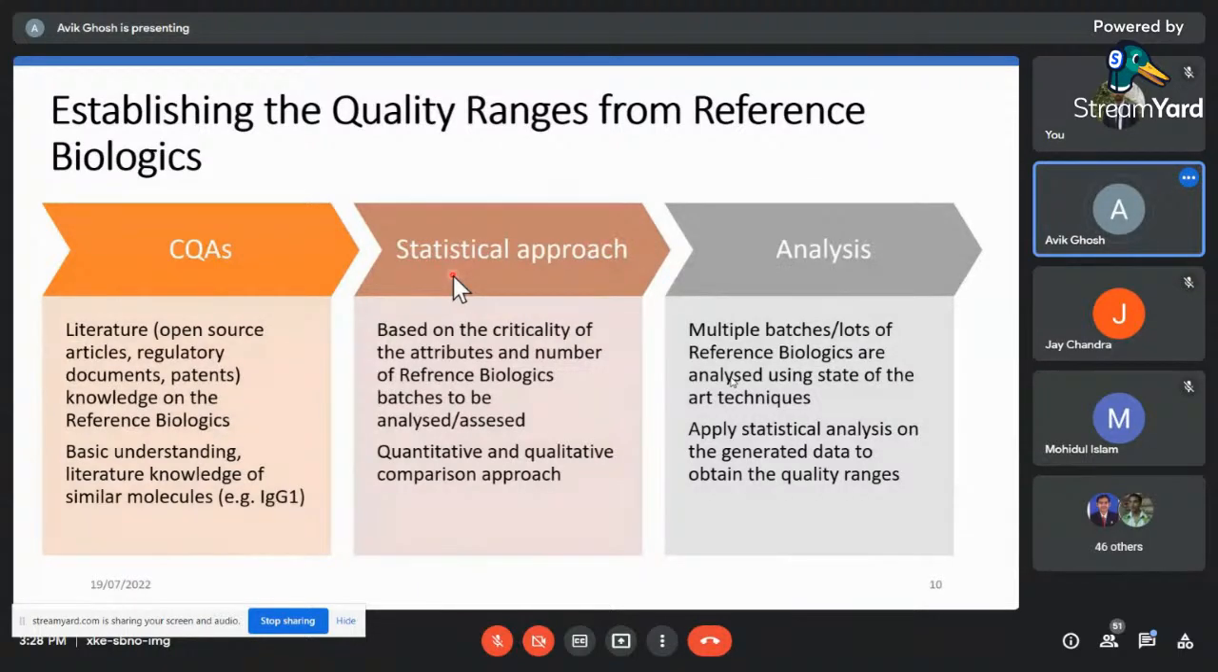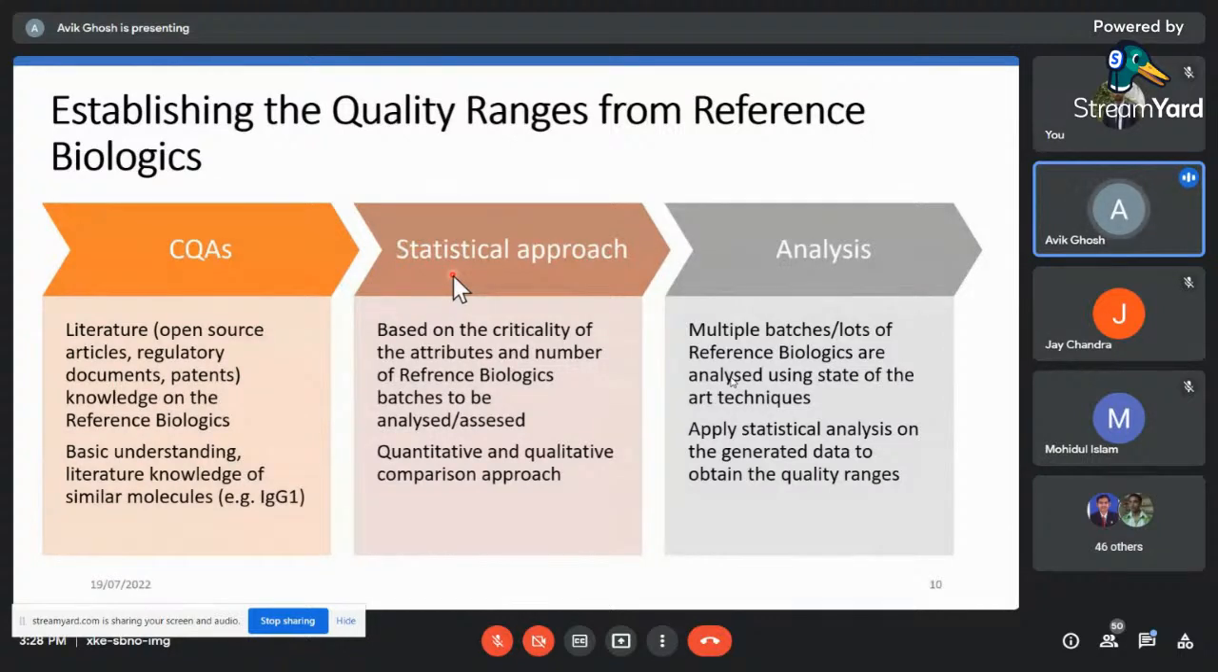So then we have some statistical approach. We analyze many reference biologics batches, and generally it's at least 10, to get a range, right? So that is the range that is there in the innovator biologics product. And now we can do some statistical analysis on that range, say mean plus minus 3 SD, to have a target range for my product. Okay, so that is the statistical approach you can define.